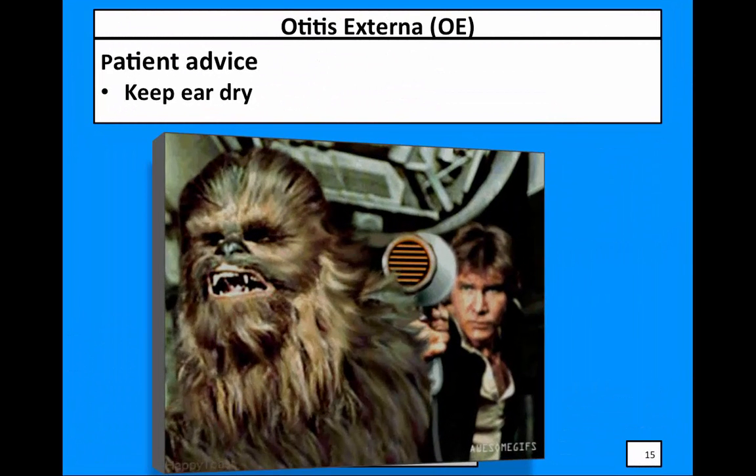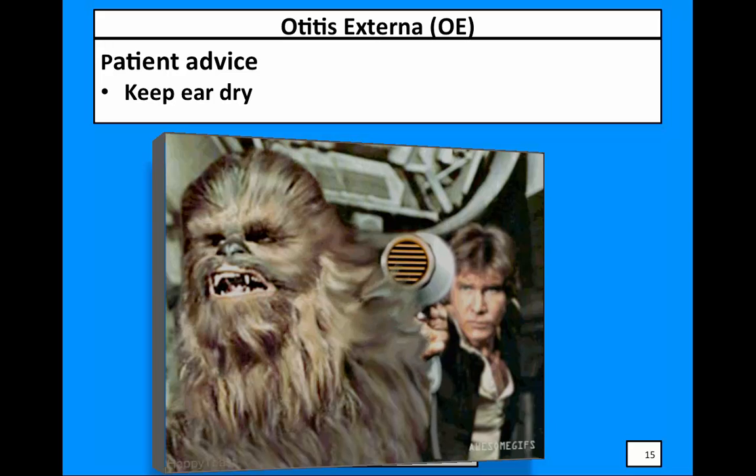So, patient advice. I have this image because you can use a blow dryer in the ear, but make sure it's relatively far away and it's not at high power, turned all the way up. But some people have been able to clear up the ear slightly by using a blow dryer, for those who frequently get otitis externa.